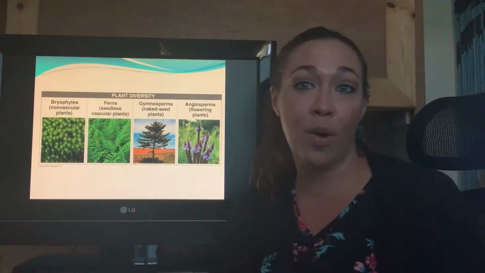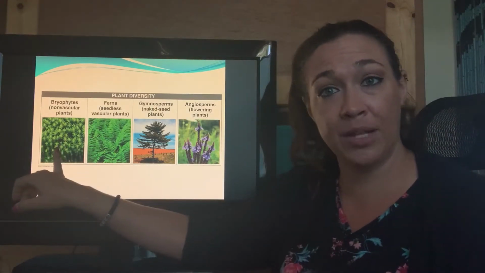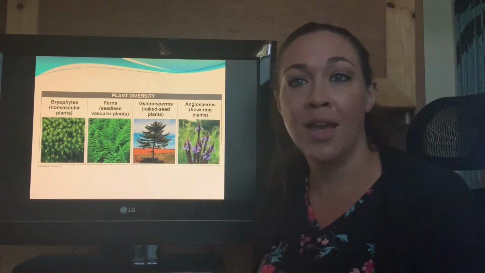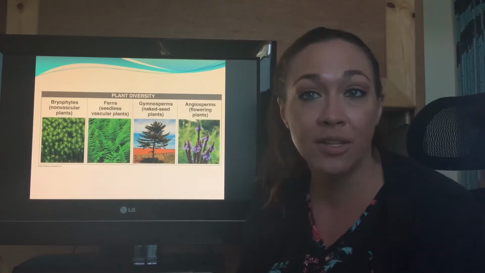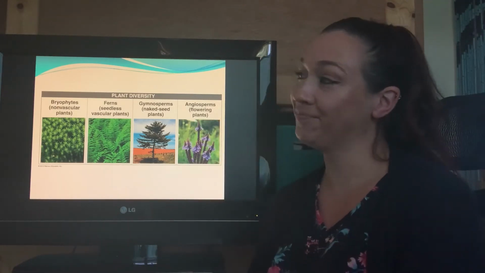And then finally, we have our bryophytes, which are very small, simple. The first actual land plants are the bryophytes, and then they get more and more complex as they move along. So remember, bryophytes are the only ones that are non-vascular. The other 3 are all vascular. And then we're going to talk about the differences as well in just a second.